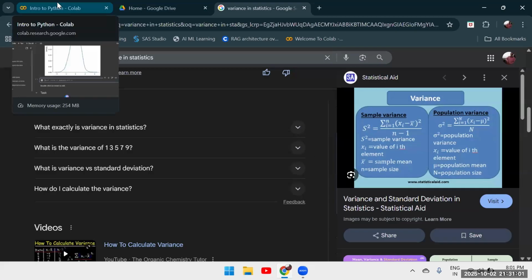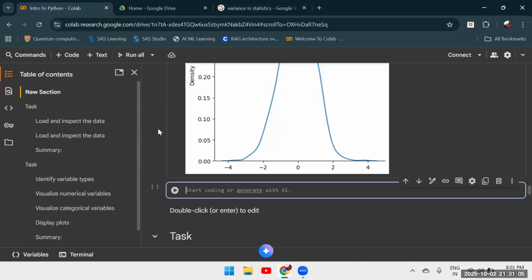Okay, but this is also one of the important metrics to find the dispersion of our data. Hence we are looking at the variance as well. So you got some fair idea about what variance is, everyone?